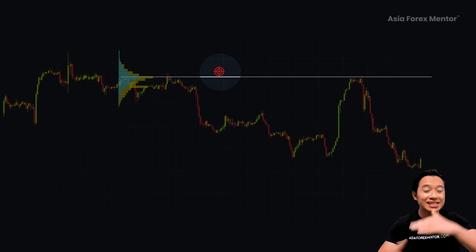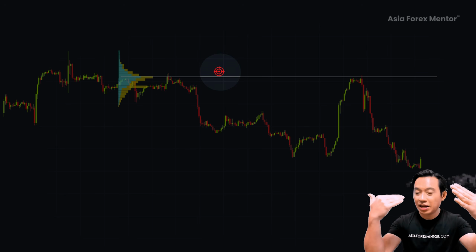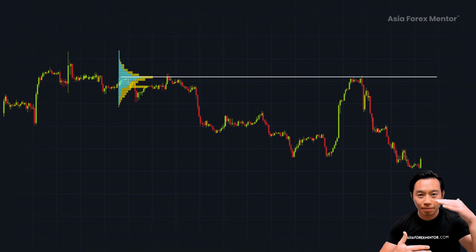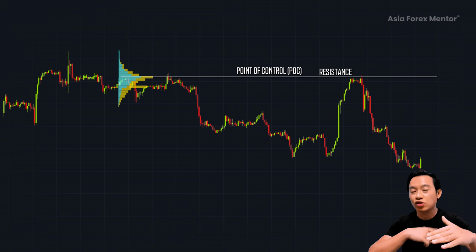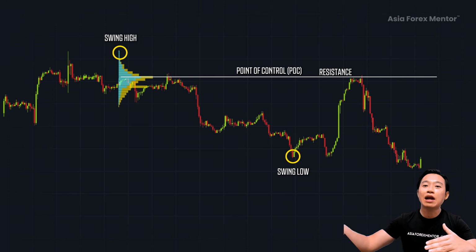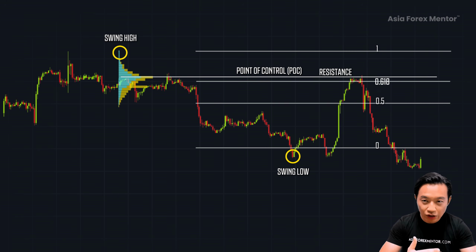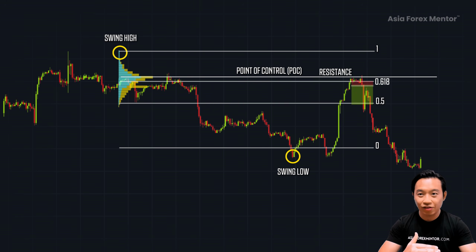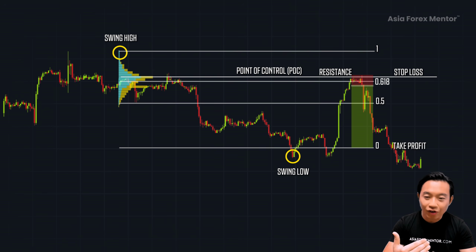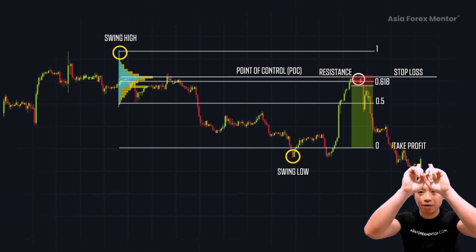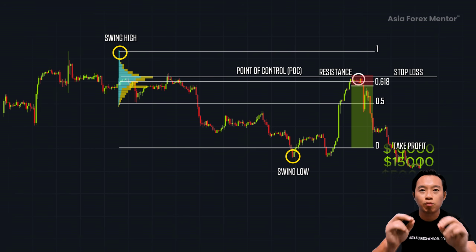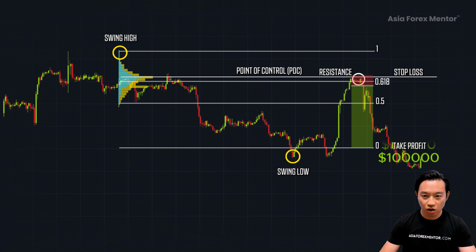But remember, we want to stack them all up together. We stack them with market structure, for example those POC. We stack them with support and resistance zones. We stack them with all the swing highs and lows, for example. And then we add Fibonacci, the golden ratios, and then we add candlestick confirmation. This is going to shoot up your winning probability by a whole lot.